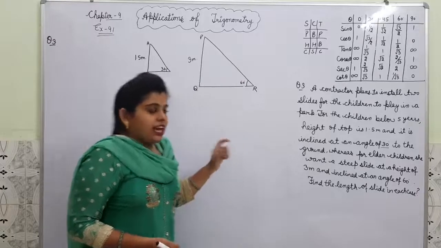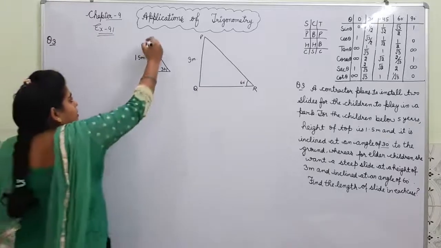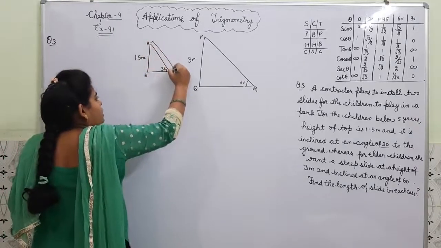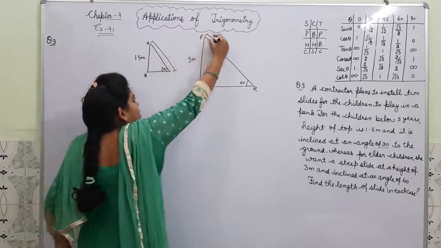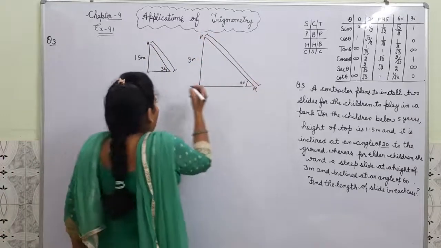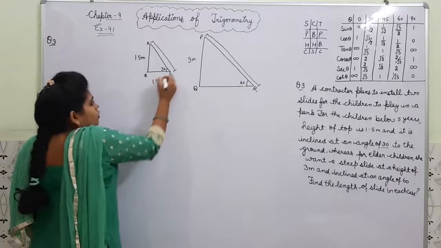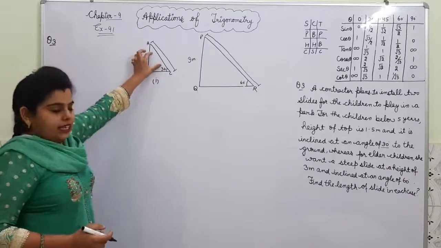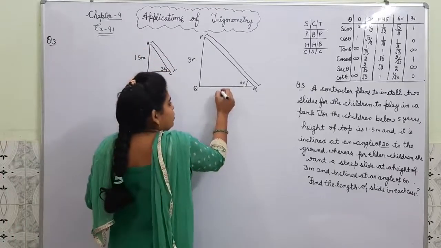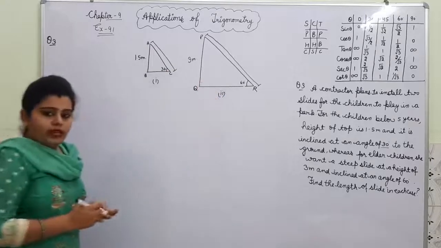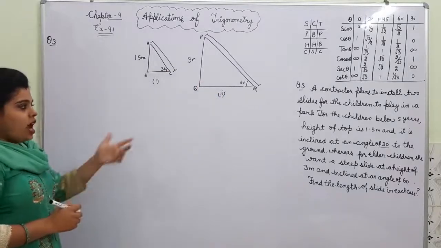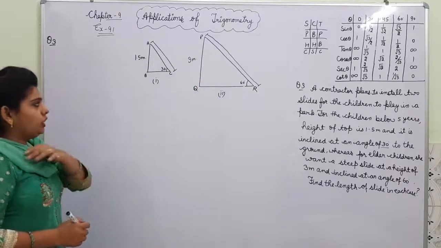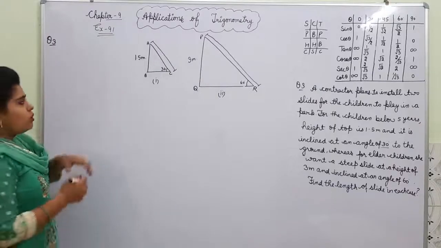And in each case, we have to find the length of the slide. In the first diagram, we have to find the value of AC, and in the second diagram, we have to find the value of PR. Yes, dear students, according to this given information, we will solve our question.